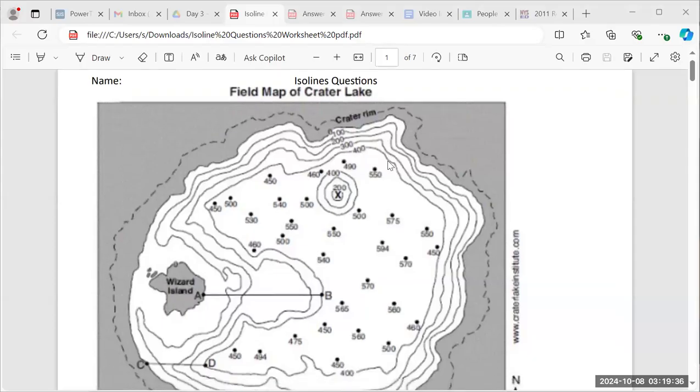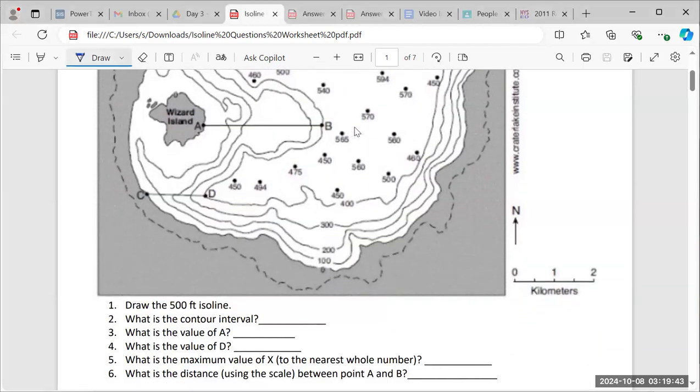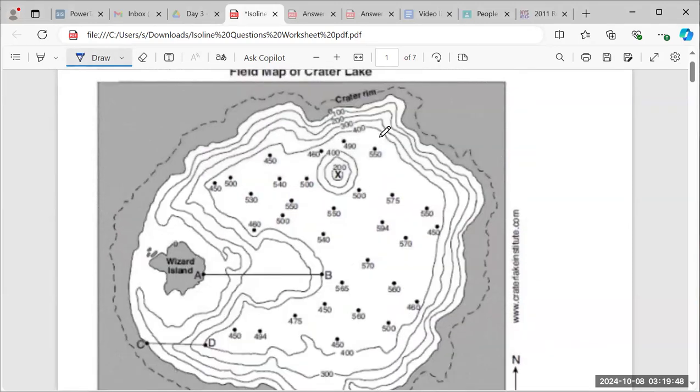So we're going to be working on isoline questions, right? And we're going to be starting with number one, where it says draw the 500-foot isoline, okay? So what I'm going to do is draw a line that separates numbers that are bigger than 500 from numbers that are less than, right? So let's see, where can I start? I see 500 right here. So I'll start here, right? And as I'm drawing, I'm going to ask myself, where can 500 fit?